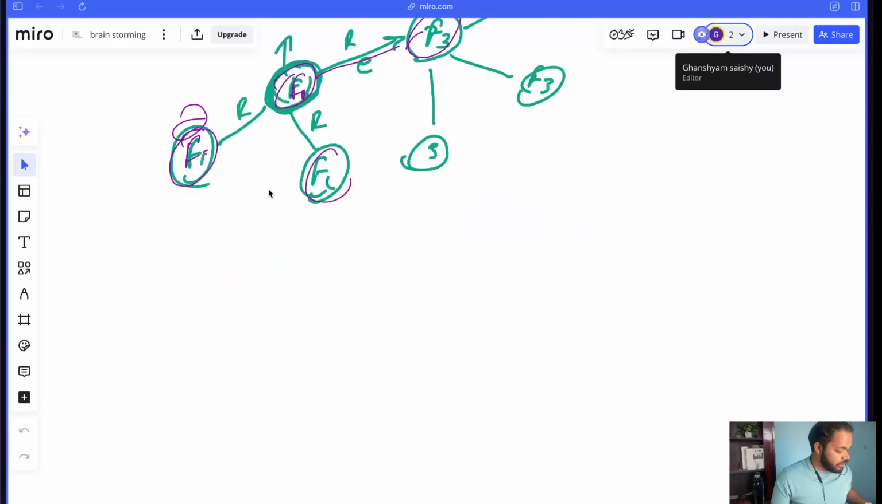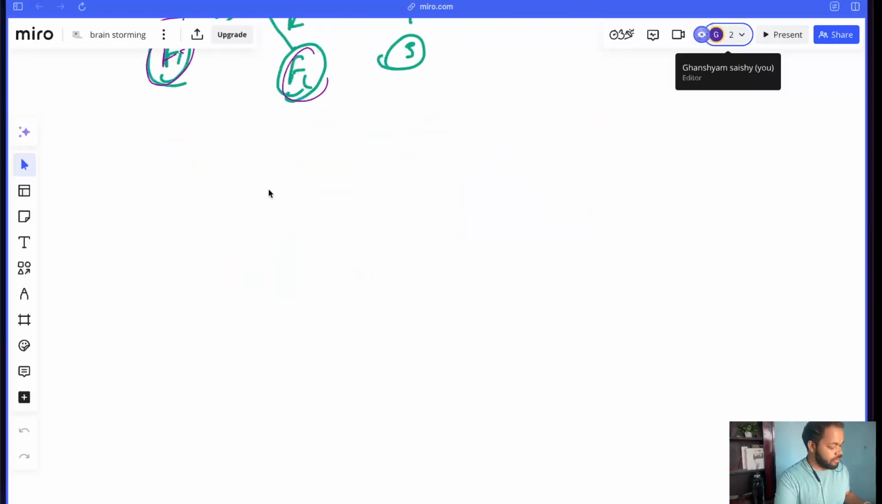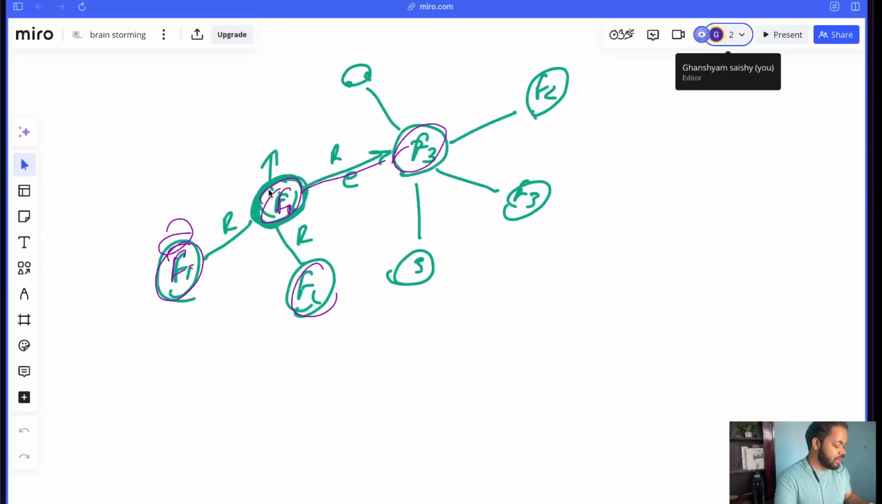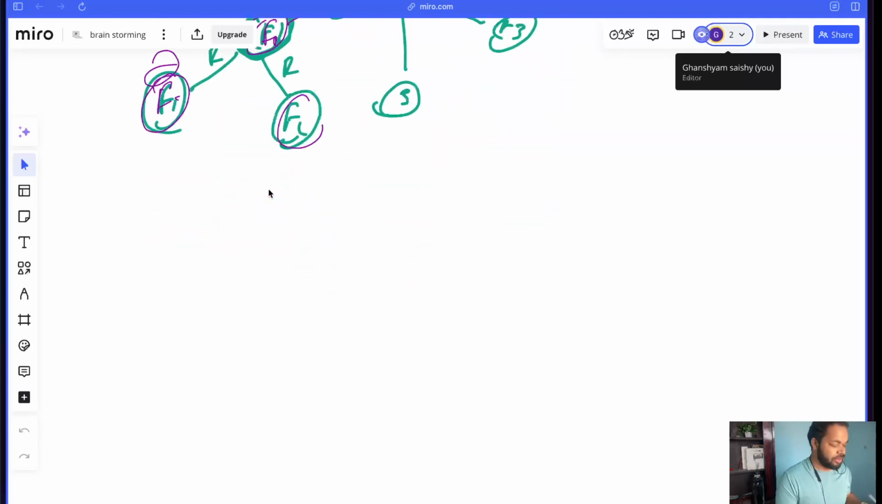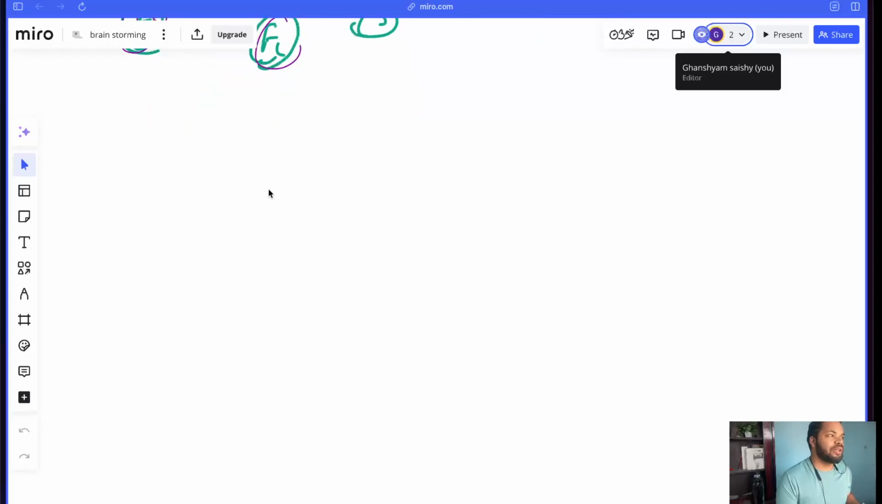Digraph means directed graph. This was like a friendship, and friendship is a two-way thing. If this person is your friend, then you are also his friend. So there is no direction to it. But if you take some other example where you have only one direction, like transportation, you might say there is a one-way road only.